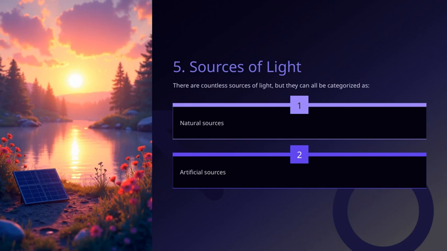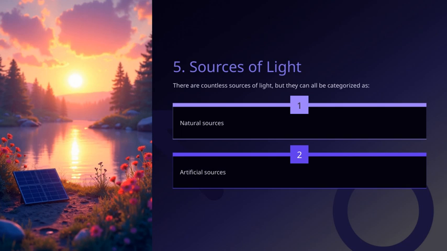There are countless ways light can come into our world, but broadly speaking, we can categorize them into two main groups: natural sources and artificial sources. Natural sources include everything from the sun, which is our primary source of daylight, to fireflies and bioluminescent organisms. These are the lights that happen naturally in nature without any human intervention. On the other hand, artificial sources are created by humans, such as electric bulbs, LEDs, and lamps.